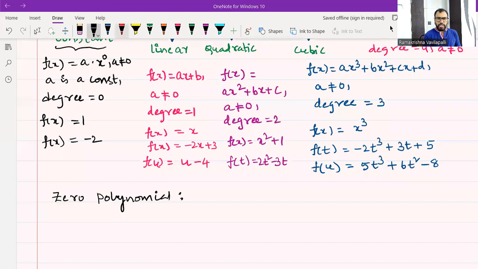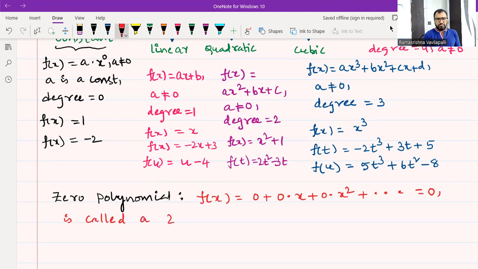So zero polynomial means every term in the polynomial is 0. f of x equal to 0 plus 0 into x plus 0 into x square, okay, plus and so on. There is no end at all. So simply we write this is equal to 0, is called a zero polynomial.